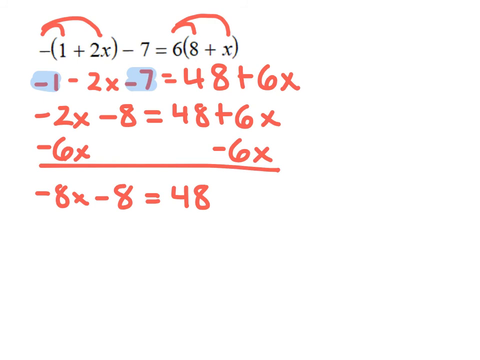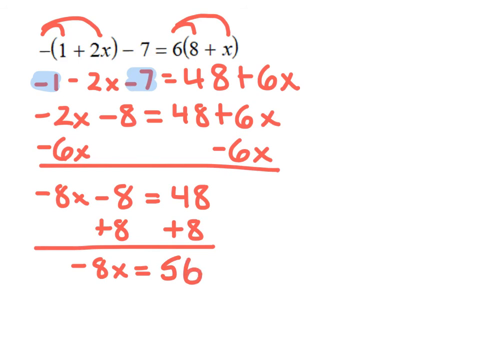Next, I need to bring all the number terms, or constant terms, to the same side. So I'm going to move this negative 8 over by adding 8 to both sides to give me negative 8x equals 56. And the last thing I have to do is divide both sides by negative 8, which will give me that x is equal to negative 7.